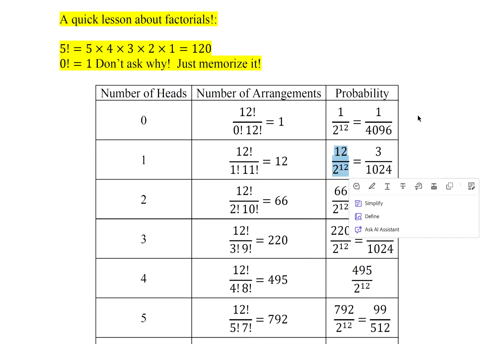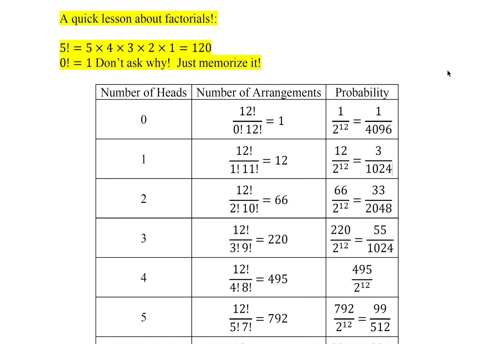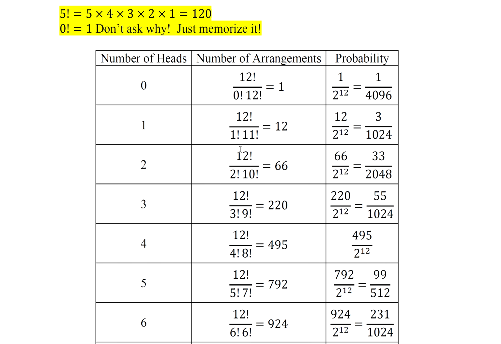We could get a head and then 11 tails. We could get tails, head, and then 10 tails. We get 2 tails, 1 head, and 9 tails, and it goes on. So this is the probability, 3 over 1024. If we want 2 heads and 10 tails, there's going to be 66 ways we can do that. So the probability is going to be 66 over 4096.